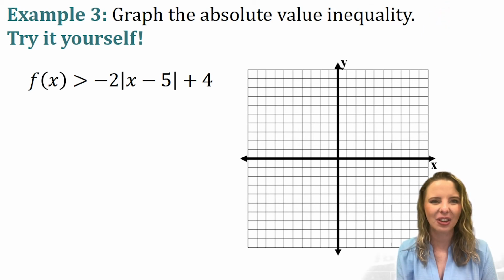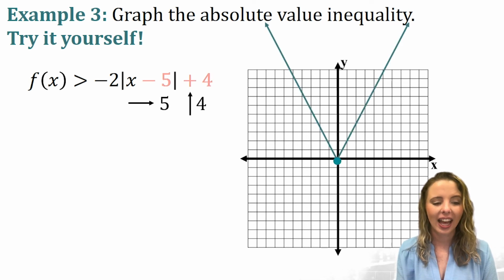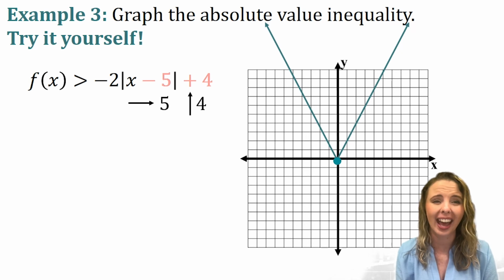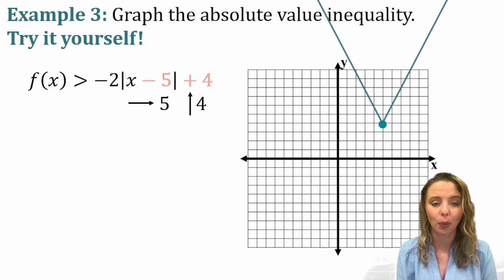Okay, let's review this problem. So first we have a minus 5 on the inside, meaning we are moving right 5. We have plus 4 on the outside, so we are moving up 4. Now we know that the slope is a negative 2, so instead of putting a parent function where the slope is 1, because of technology, it was just easier to go ahead and make this green line have a slope of 2. So we need to move it right 5 and up 4.